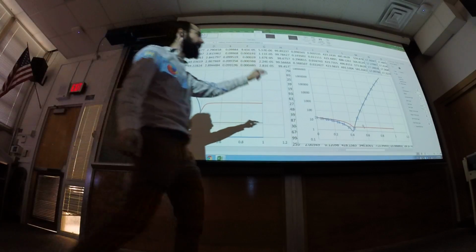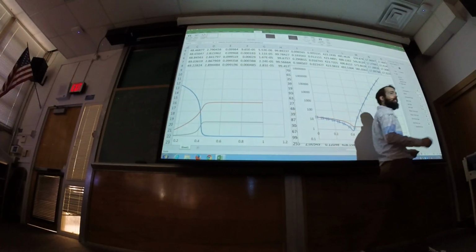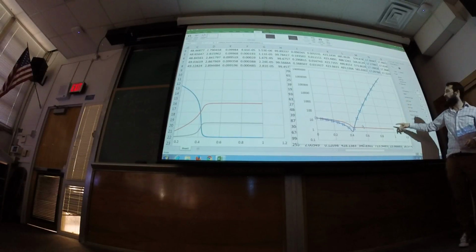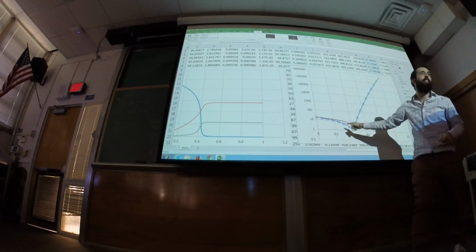Explains why it goes up at the end. Why does it go down in the beginning, though? You're saying that as A goes down, the instantaneous selectivity should go up. And you're not wrong, and it does, but it goes down in the beginning. Why?